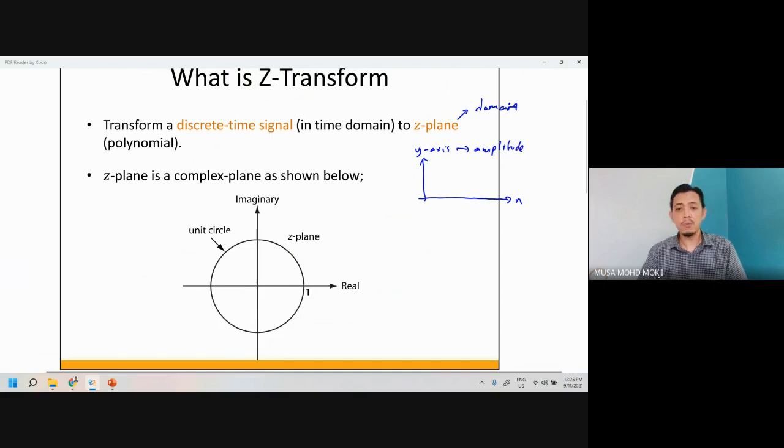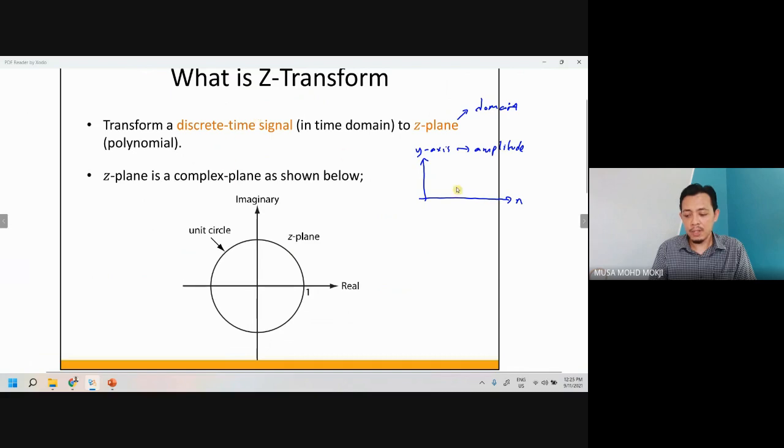It depends on what signal you are capturing. If it is audio, captured using a microphone, it is sound pressure. If it is temperature, it would be in Celsius or maybe Fahrenheit. So the y-axis depends on what you are measuring or recording. But the x-axis is time, which is n.